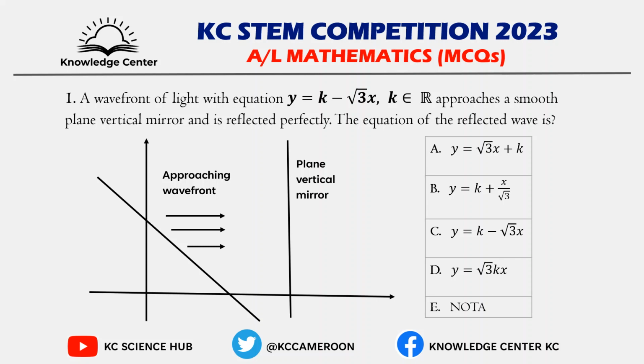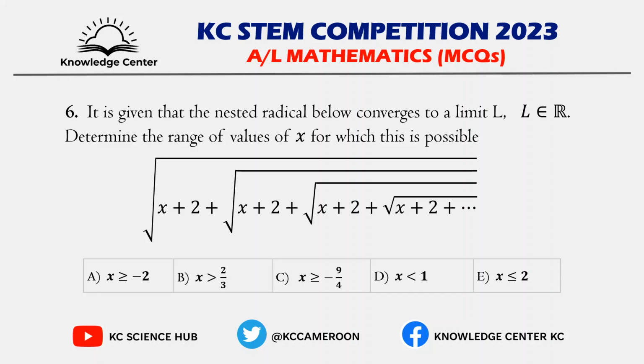And then in question 3, to find out how much the reflected wavefront is rotated from the incident wavefront. Next, we look at question 6, where we have this scary looking infinitely nested radical. And the student is supposed to determine the range of values of x for which this radical converges.